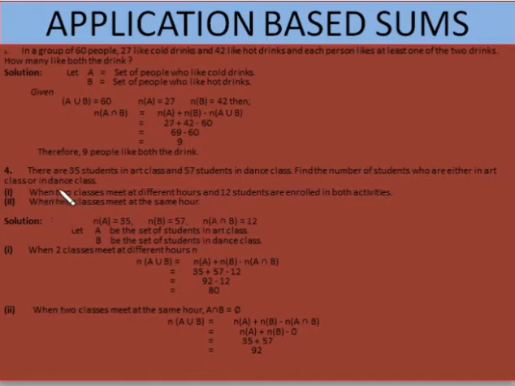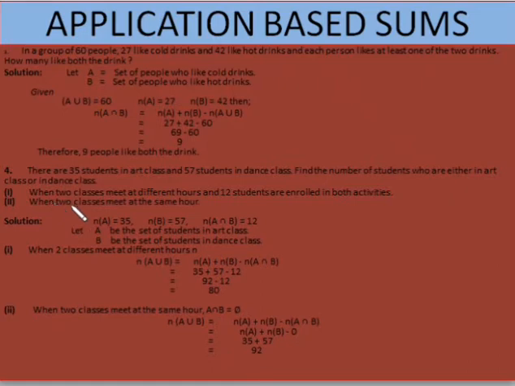Now further, when the two classes meet at different hours and 12 students are enrolled in both activities, it is the part of the intersection. That's why we write the number of elements in A intersection B is 12. Now we need to find A union B. This is the very simple formula: n(A union B) is equal to n(A) plus n(B) minus n(A intersection B). We put in all these values and we get the result, 80.